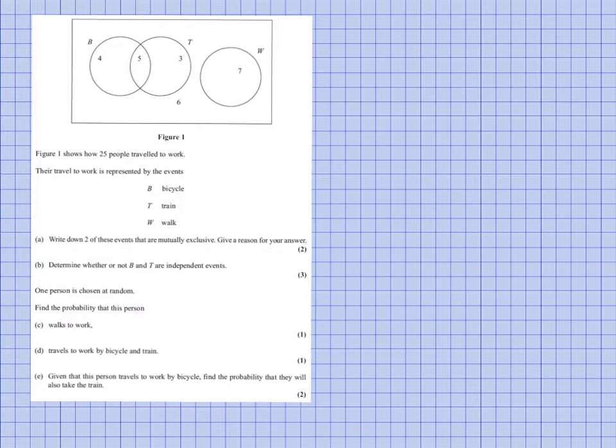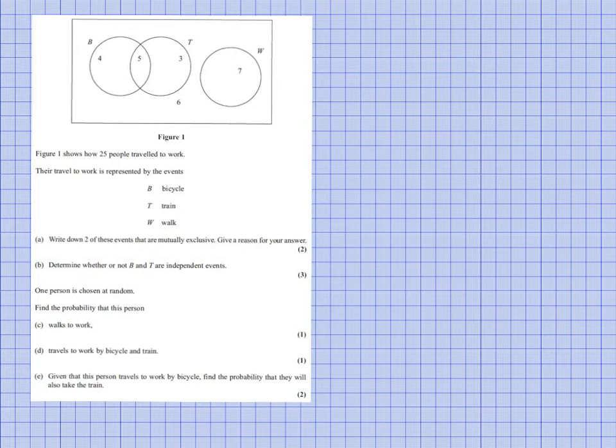So, B and W don't overlap. There's no intersection between the two. Those are mutually exclusive. Mutually exclusive means if one happens, the other one definitely can't. In this case, there's no overlap between walking and bicycling. They're mutually exclusive. Next, determine whether B and T are independent.